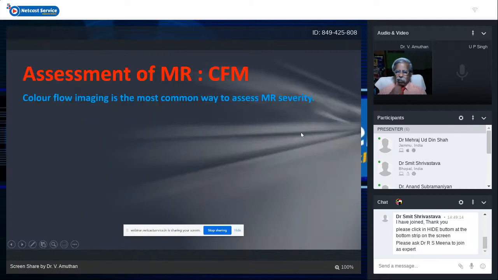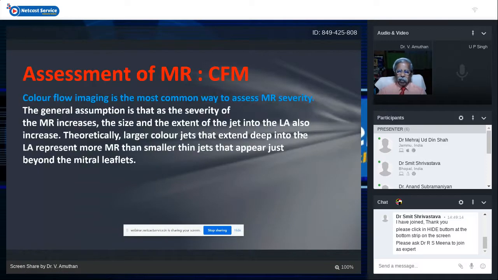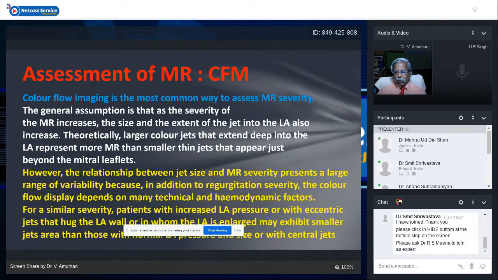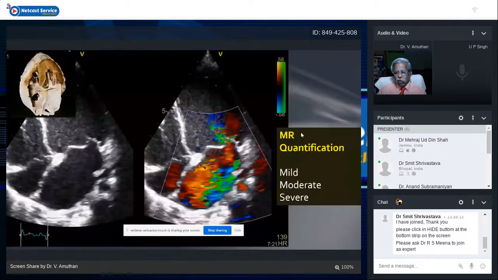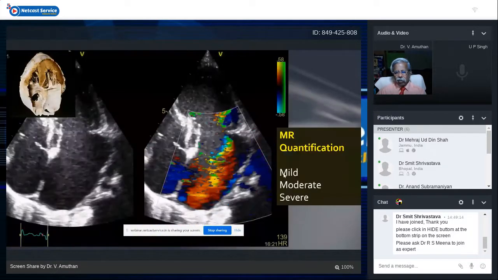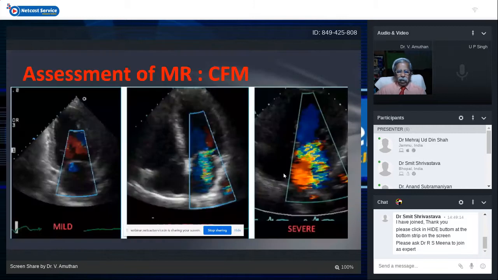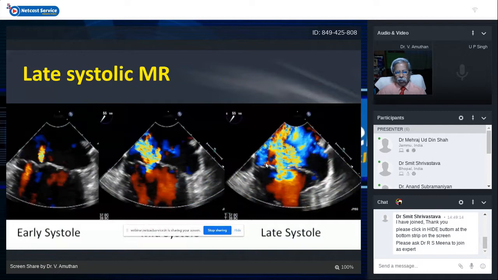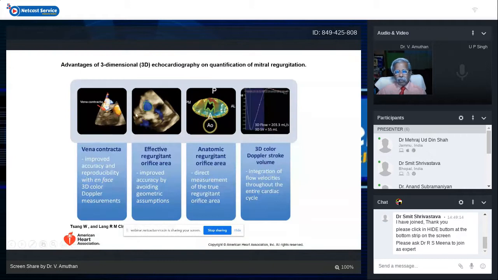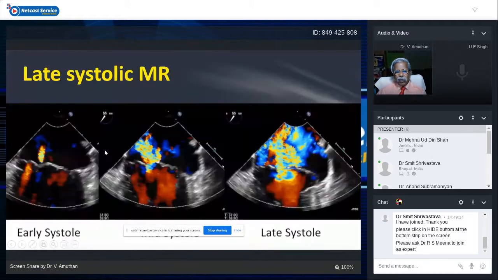So assessment of the mitral regurgitation by color flow mapping is a common way, and we can see here the MR quantification as mild, moderate, and severe, just by comparison of the color area and the LA area. That is mild, moderate, and severe. It can also be classed into early, mid, and late systole. And 3D comes in the assessment, and it is very easy.